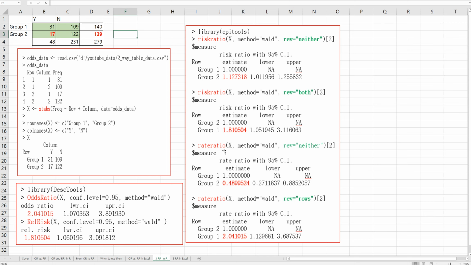In terms of rate ratio, if you use the reverse option as neither, then you can get 0.4899 as rate ratio. However, if you change the reverse option to rows, then you can get 2.04 rate ratio, and which is the same as odds ratio, right?